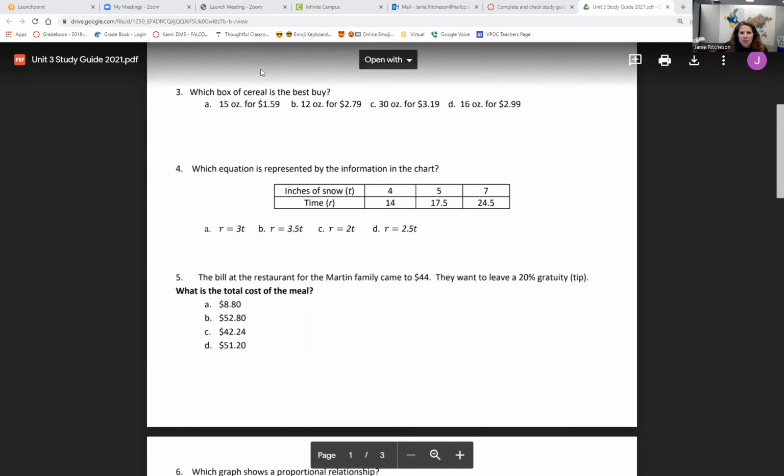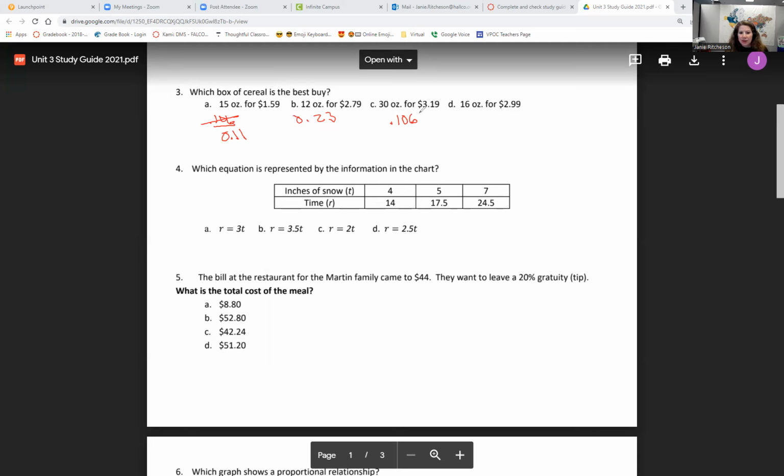All right, number 3, which is the better buy? So we're going to divide the price by the quantity. 1.59 divided by 15 is about 11 cents. All right, letter B, $2.79 divided by 12 ounces is about 23 cents. These may not be very close, so I'll just do 11 cents, 23 cents. $3.19 divided by 30 is, oh, it is going to be close. It would also go up to 11 cents. Oh, look how close these are.